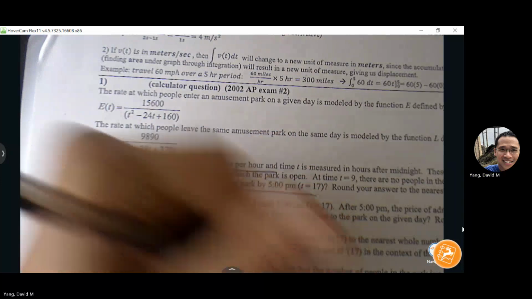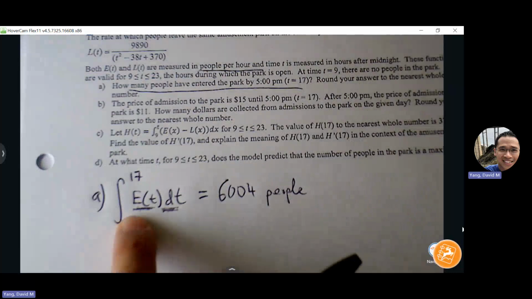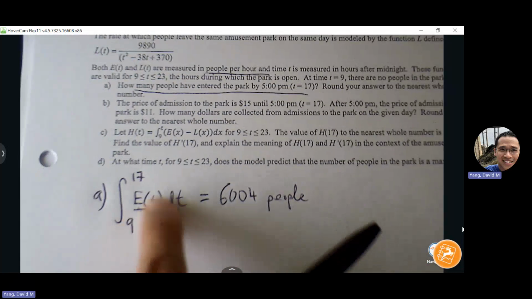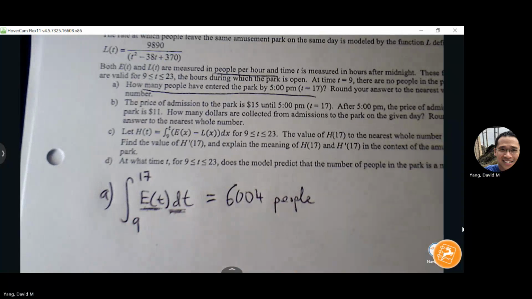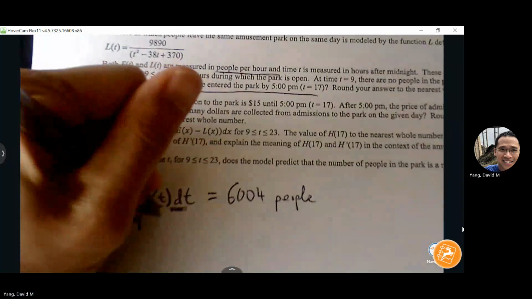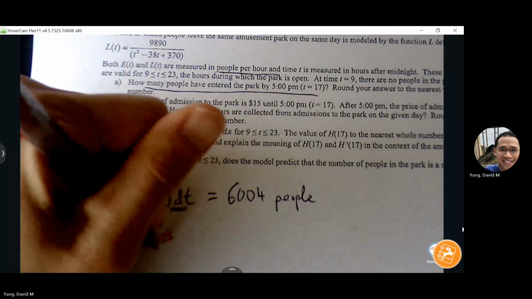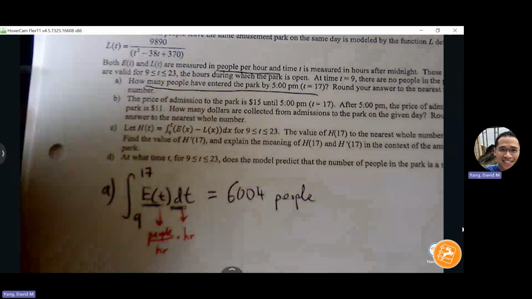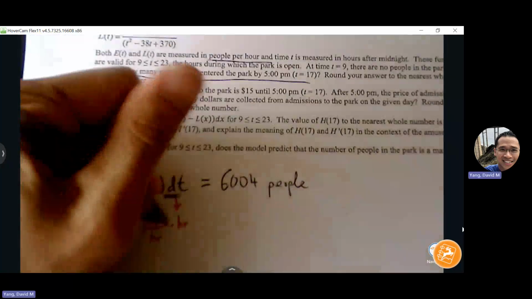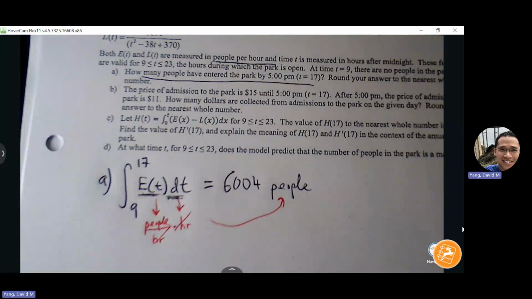Okay, so note the change in units, right? We started with people per hour. The integral process will turn that unit into the number of people, because E of t is people per hour, and you're multiplying by a time unit, hours. People per hour times hours, the hours will cancel out, so that's why we're left with people.